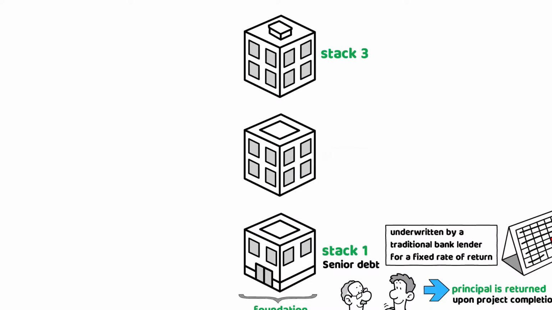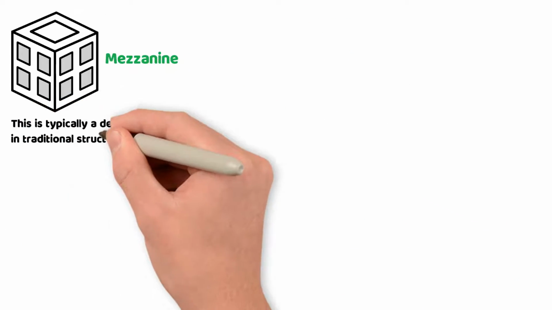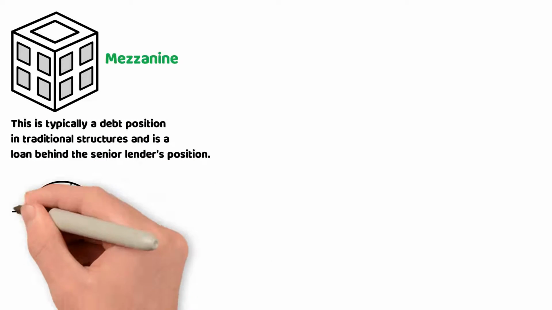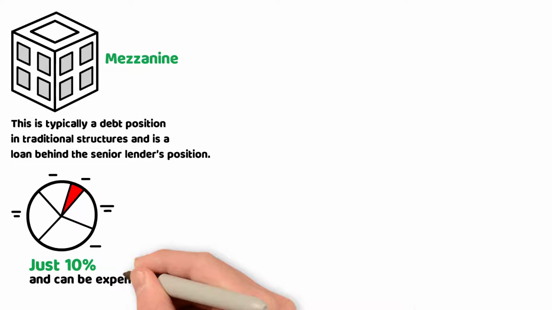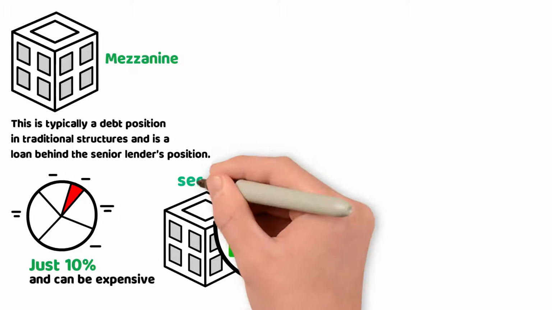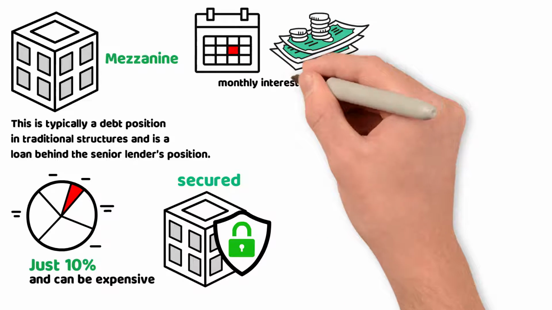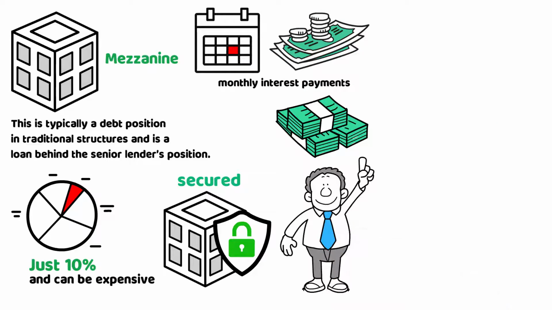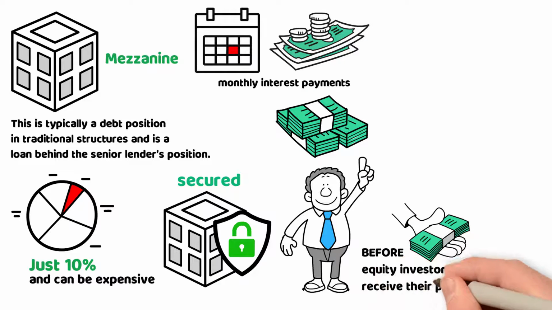The second layer is the mezzanine. This is typically a debt position in traditional structures and is a loan behind the senior lender's position. It is commonly a significantly smaller piece of the capital stack at just 10% and can be expensive. It's secured on the asset like the senior loan. The mezzanine lender receives monthly interest payments and full principal return in exchange for its second position loan capital and is paid back after the senior lender but before equity investors receive their profits.